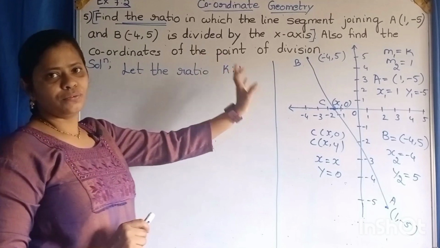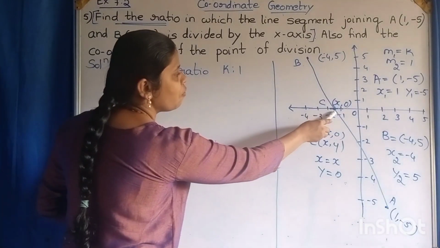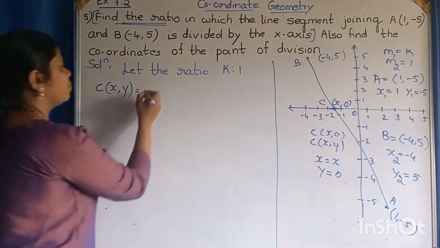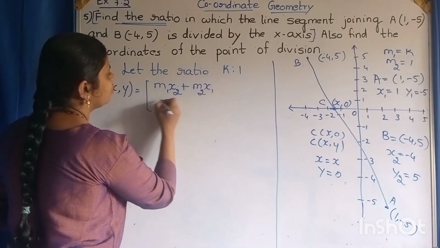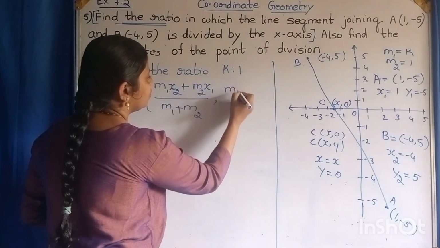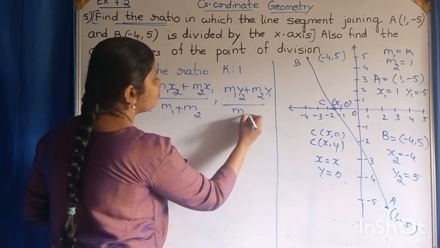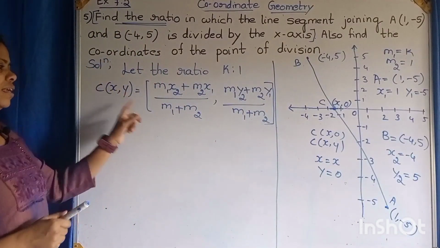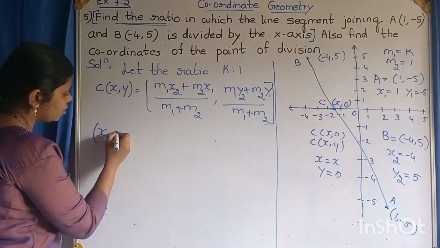Since we are finding the ratio, which formula do we have to use? We have to use the section formula. Here the dividing point is C. Therefore, let me write C(x, y) equals (m1 x2 plus m2 x1) divided by (m1 plus m2), comma, (m1 y2 plus m2 y1) divided by (m1 plus m2). Now C is nothing but (x, 0), so let me write here x and the y coordinate is 0.